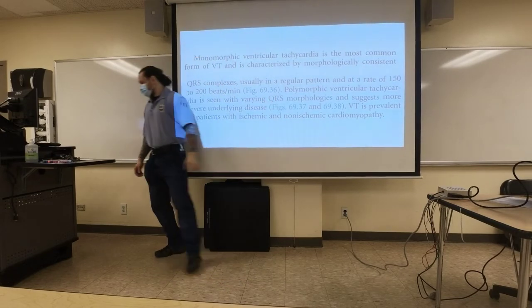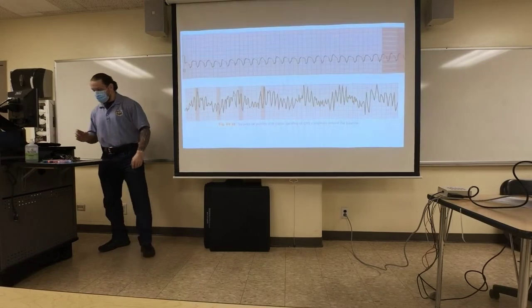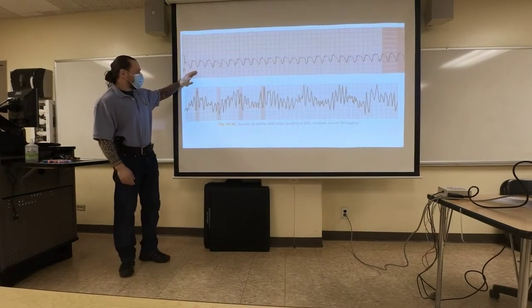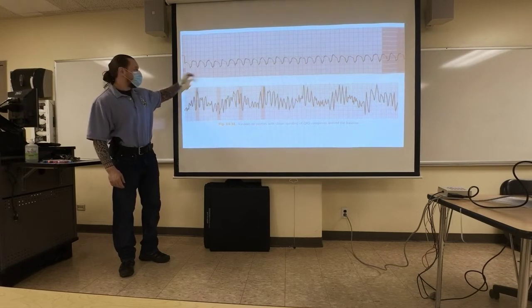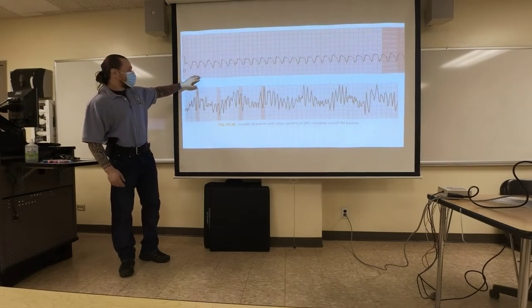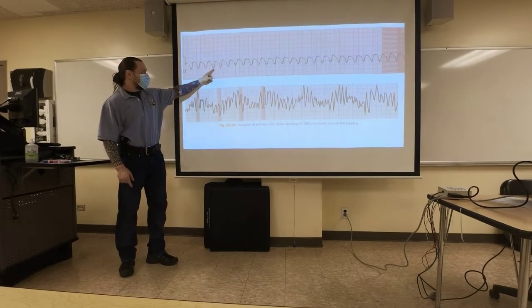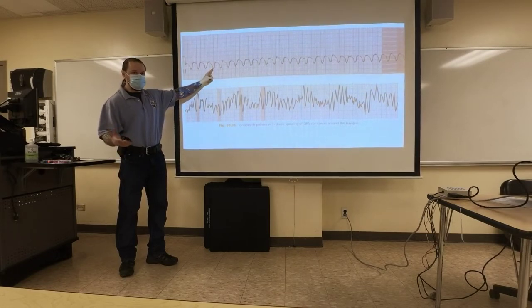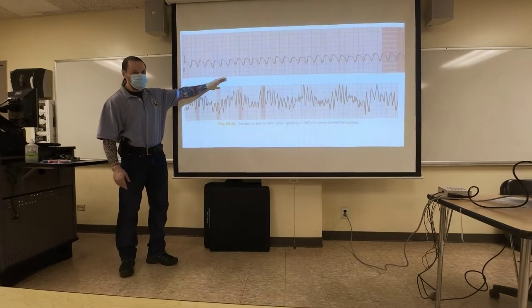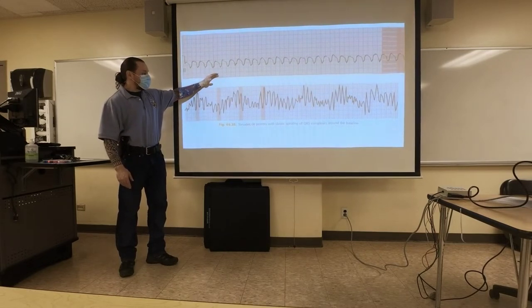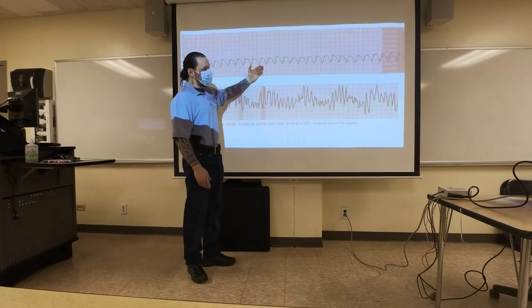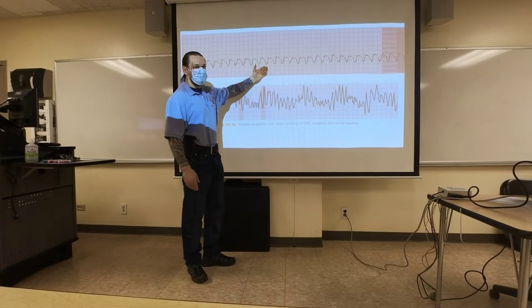So this is just to show you an example. The top one, the morphology looks uniform. Everybody agree? How would we get the rate? If I start at this line, I know the next one is going to be 300. The one over is going to be 150. So this R wave is before the 150, so it may be 160, 170, somewhere around there. So we're definitely above 150. Everybody say this is uniform looking? We will interpret this as ventricular tachycardia. Why? Because it's wide in nature and greater than 150.